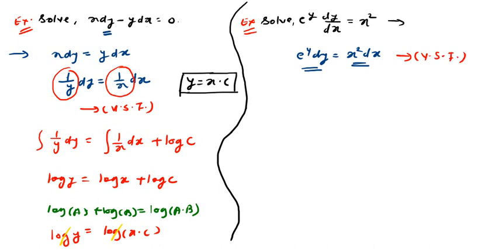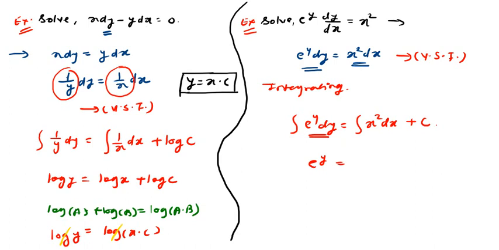So this is in variable separable form. Once it is in variable separable form, we find its solution by taking integration on both sides. So this will be integration e raised to y dy equal to integration x square dx plus some constant c. Integration of e raised to y with respect to y is e raised to y, and integration of x square with respect to x is x cube by 3 plus c. So e raised to y equals x cube by 3 plus c, and that is our final solution.